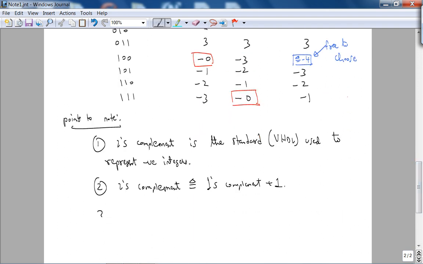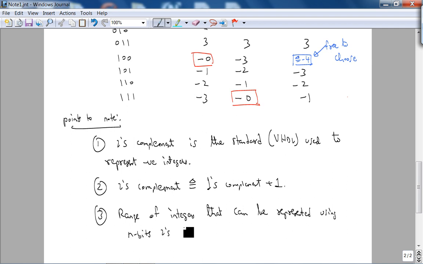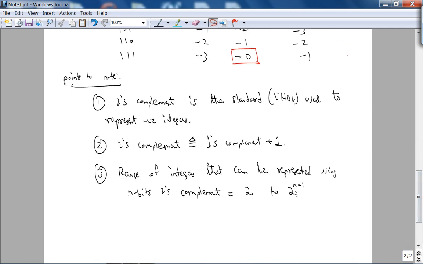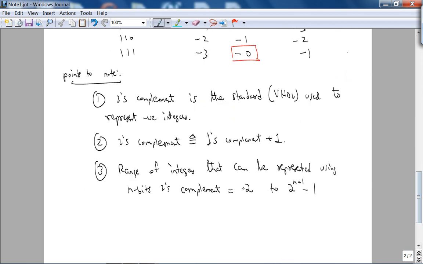Okay. Third, the range of integers that can be represented using n bits, 2's complement, is going to be 2 to the n minus 1. So again, if you forget this expression, just generate this table, right? This will tell you everything we need. Here n is 3, so it's going to be 2 to the n minus 1, so it will be 2 squared, which is 4, minus 1. This is the most positive number we can get, that's 3. However, the negative number is going to be simply negative 2 to the n minus 1.